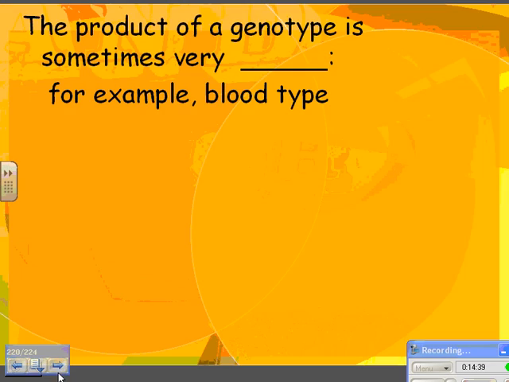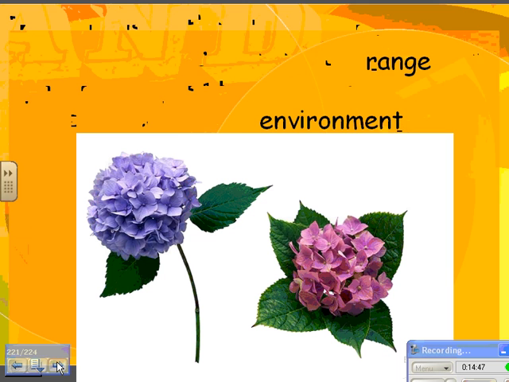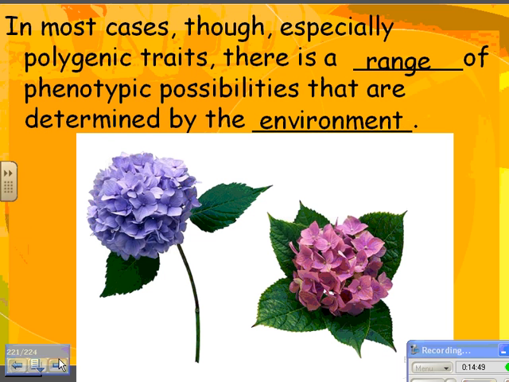The product of a genotype is sometimes very clear. For example, if you end up with type O blood, there's really nothing you're going to do about that. Sometimes not so clear. In most cases, especially polygenic traits, there's a range of phenotypic possibilities that are determined by the environment. These are hydrangeas, one of my favorite flowers. They can be red or purple. I think the purple happens with acidic soil and the red with basic soil. So it depends on both their genes and their environment.